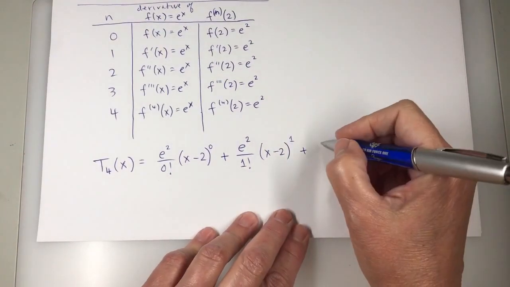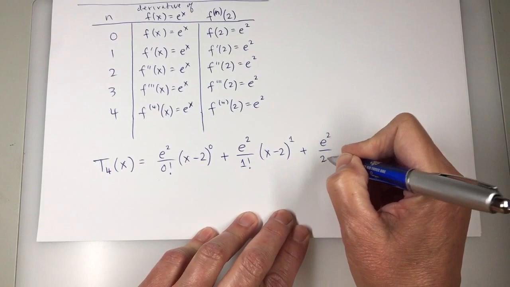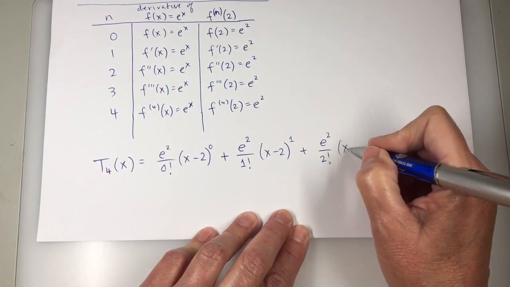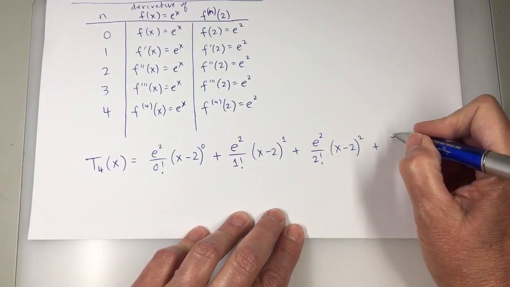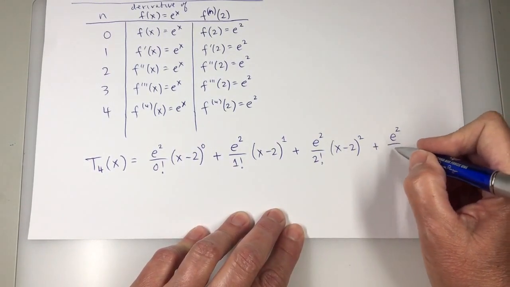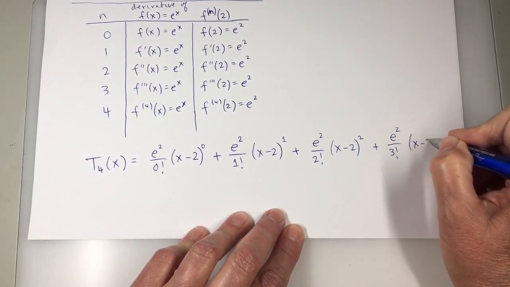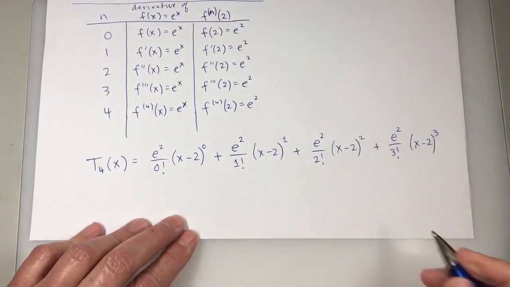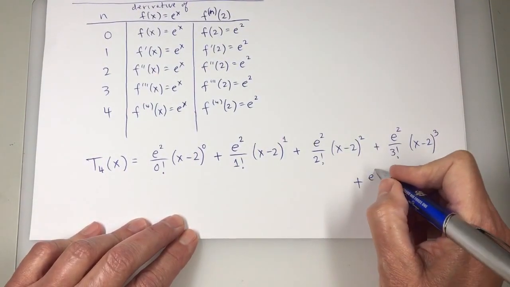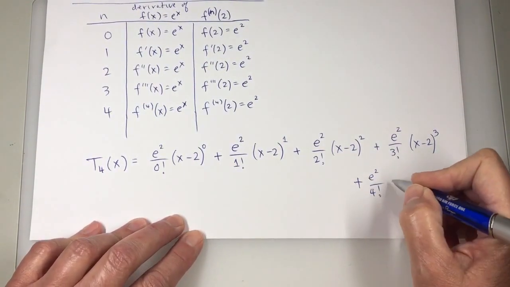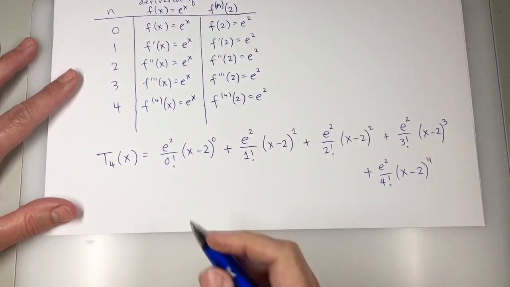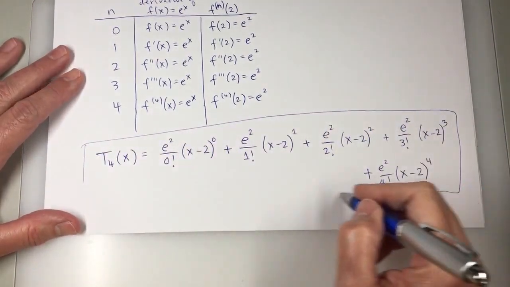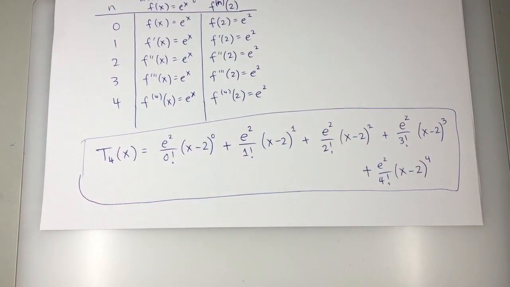The third term is e squared over 2 factorial times x minus 2 to the second power. The next term is e squared over 3 factorial times x minus 2 to the third power. And then the last term is e squared over 4 factorial times x minus 2 to the 4th power. So there's the Taylor polynomial of degree 4 of y equals e to the x, centered at 2.